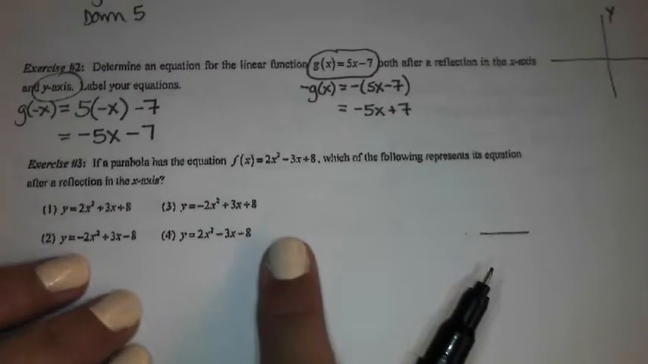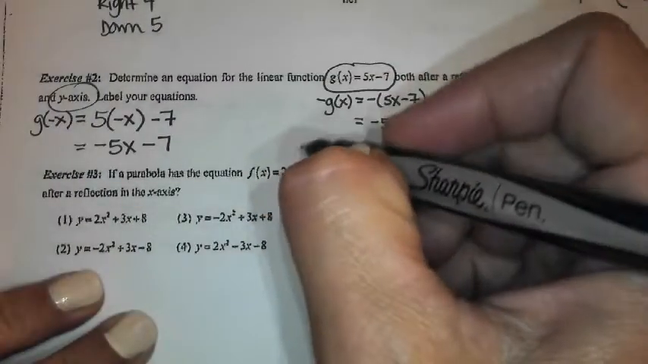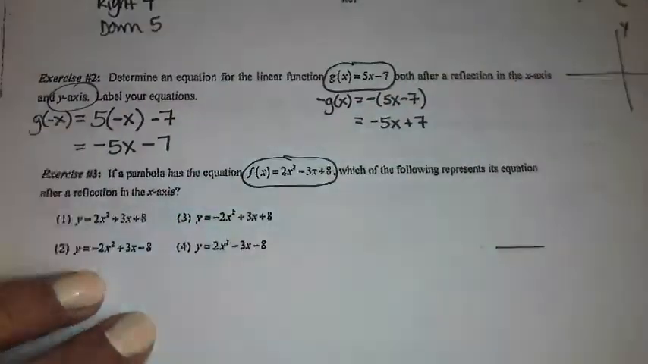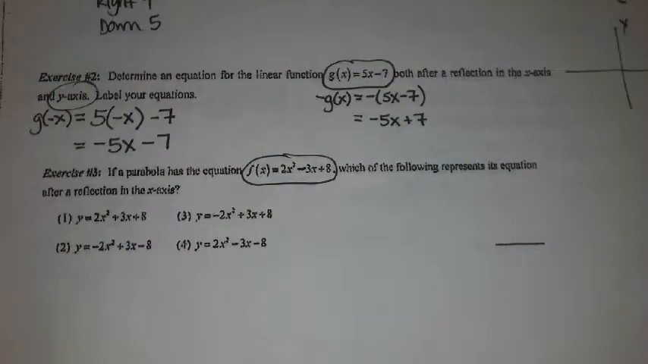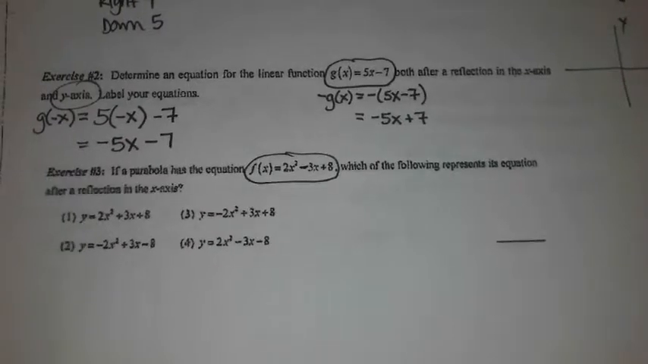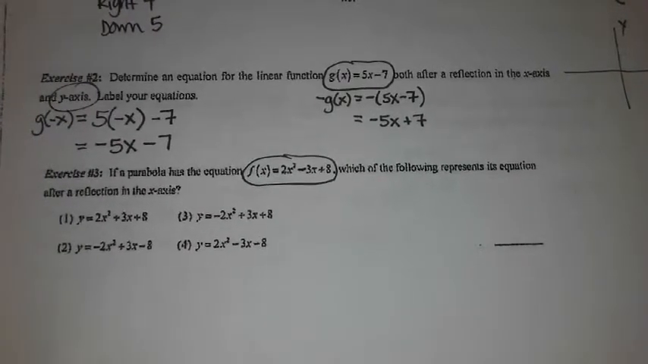Let's look at exercise 3. Here's a parabola with an equation given. I think that's a minus 3x, in case that didn't copy well. Which of the following represents an equation after a reflection in the x-axis? So think, is that horizontal or vertical? Think about that on your own. And then once you decide if it's horizontal or vertical, decide where you should put that negative sign. Does it go outside or inside?